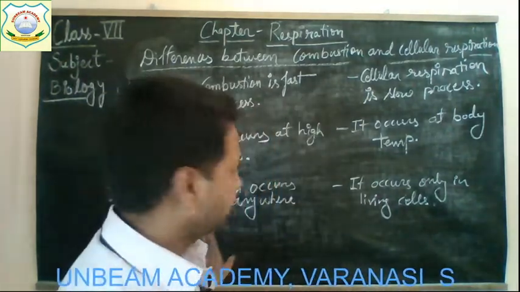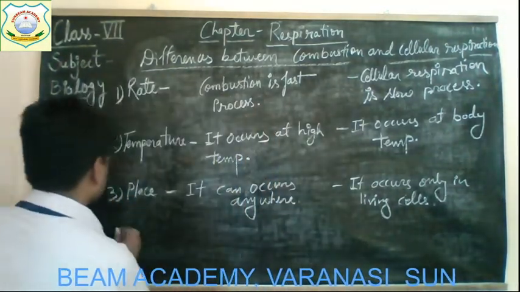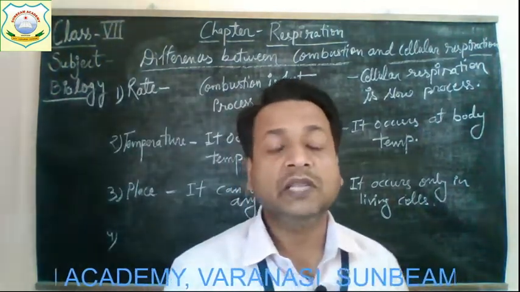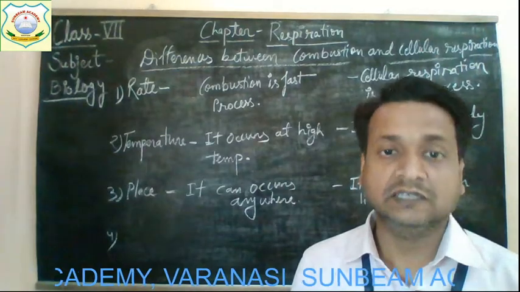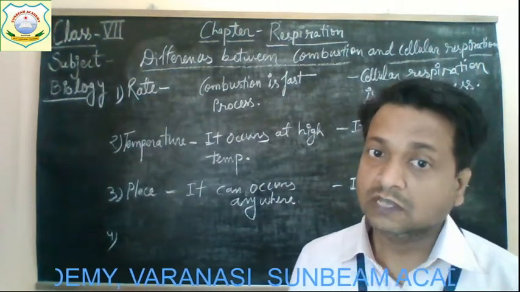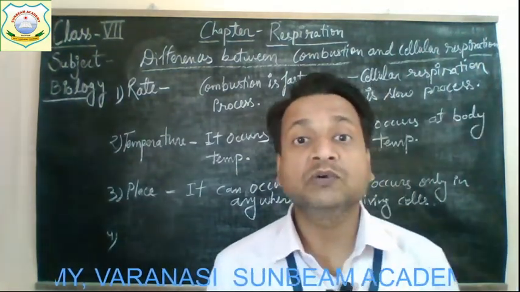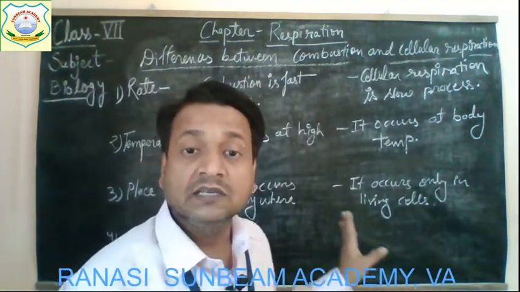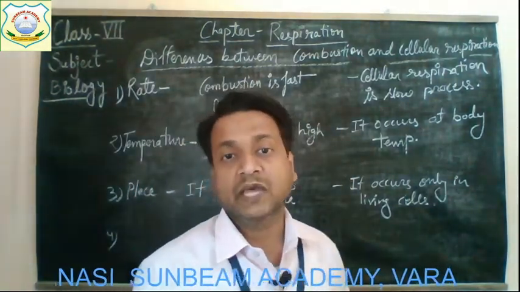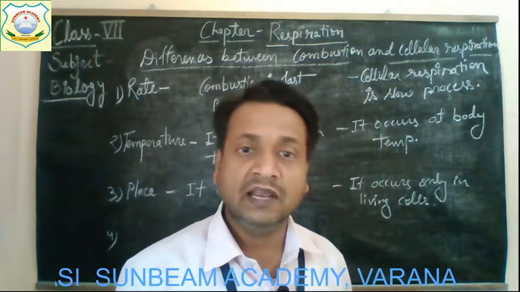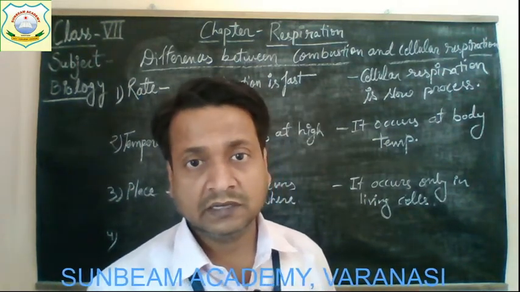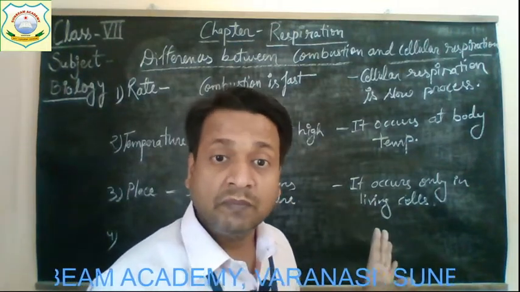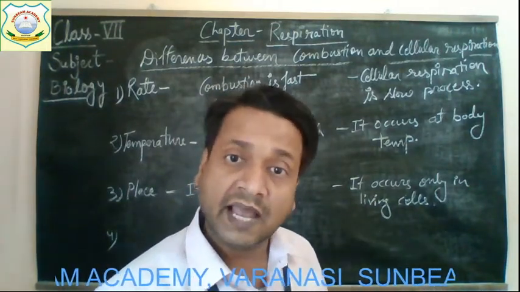Now, the fourth difference. For the fourth difference, I'm going to take the parameter energy. On the basis of energy produced, in the combustion process it is released in a single step and in the form of heat and light. Get it? In the process of combustion, the energy is released in which form? In the form of heat and light.